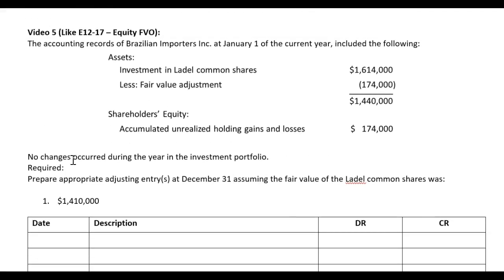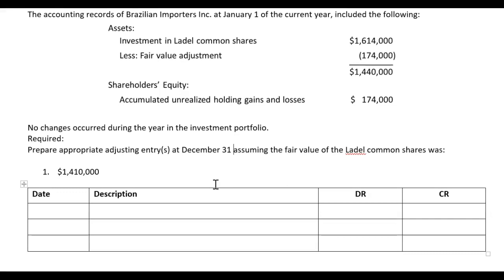All right. So no changes occurred during the year in the investment portfolio. In other words, they haven't actually recorded any changes in fair value to this point. So we need to prepare the appropriate adjusting entry at December 31st, assuming the fair value of Ladle common shares was... So let's look at each of these independent fair values at the end of the period and see how we would adjust. So at December 31st, the fair value of our Ladle common shares is $1,410,000. How would we go about adjusting our fair value for these positions?